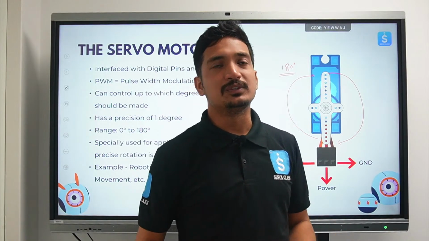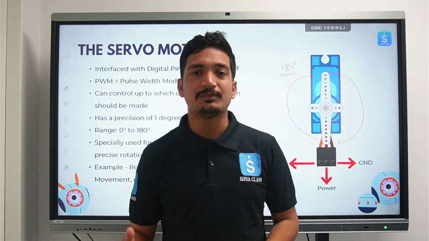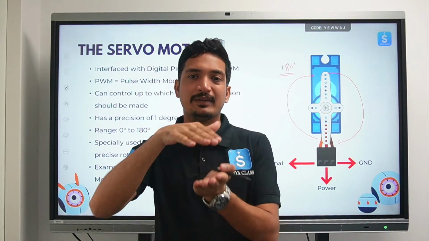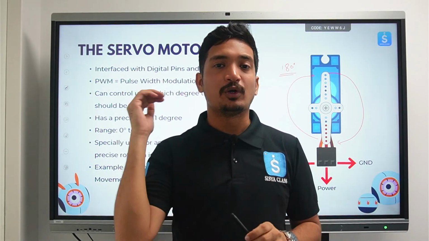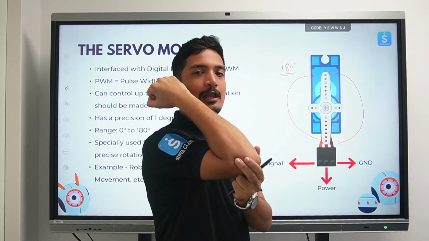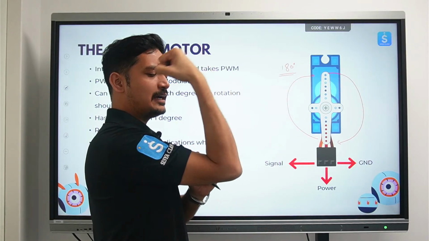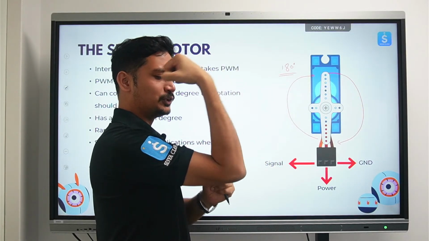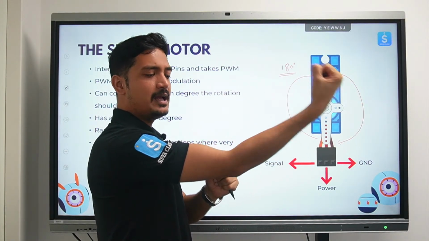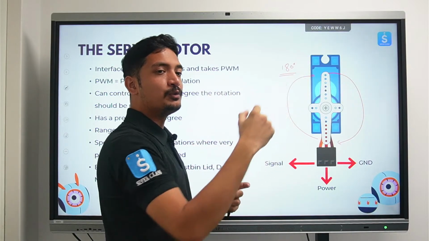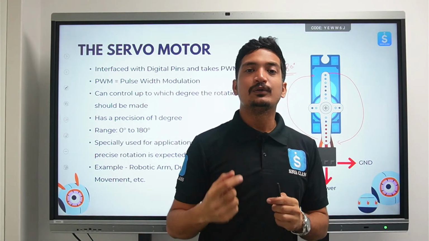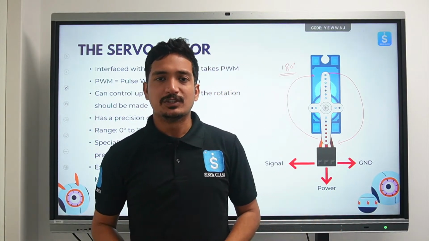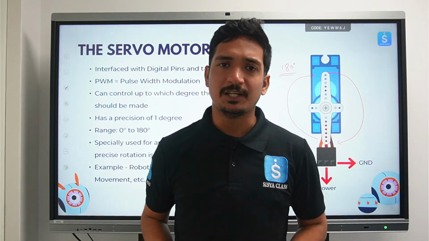So where can we use this? We can use this in projects where we want to open or close a door, open or close a lid, or else we can use it in robotic arms. For example, if you look at my elbow, it has a certain limited range of motion. If you want to mimic this action through a robot, you can use servo motors. I believe this is clear to all of you, right?